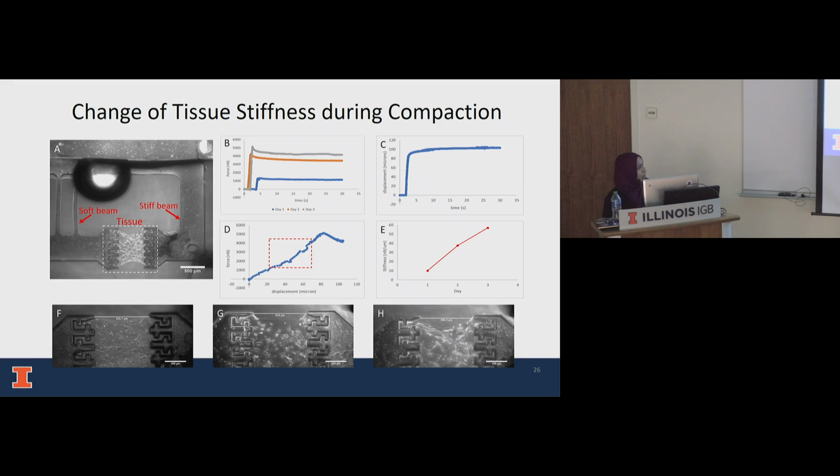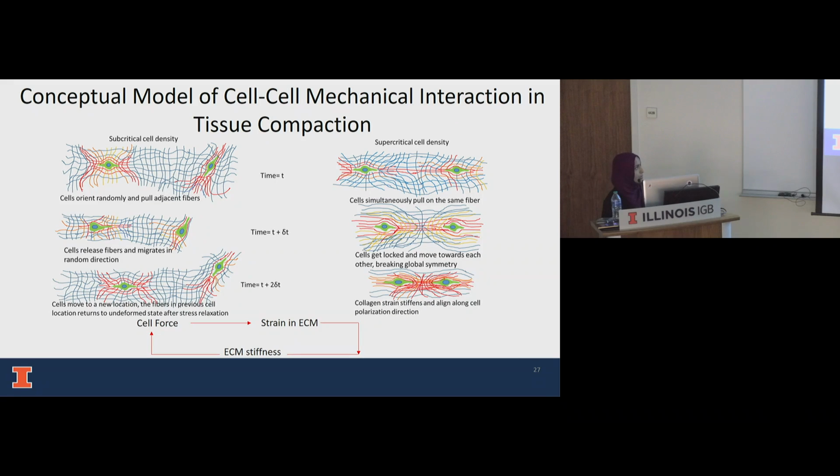So gathering all this, we can suggest a conceptual model for this cell-ECM mechanical interaction. When we have subcritical cell density, at any time point, cells randomly pull on the fibers, and then they release the fibers and move to a different location without sensing a neighboring cell. But when we have cell density above the critical value, the probability that two cells would synchronize their force on the same fiber goes up.